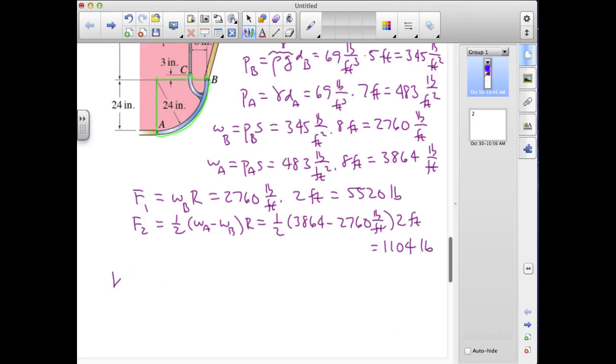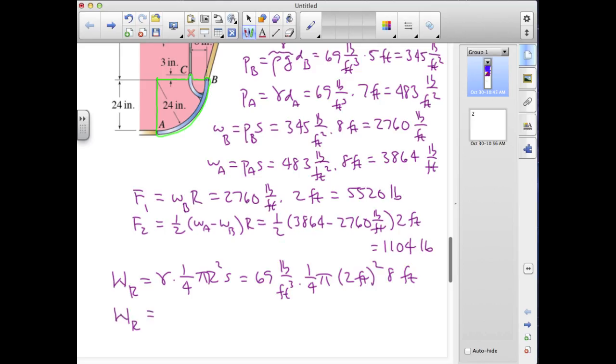The weight of the retardant is its specific weight times the volume, which is 1/4 of a circular cross-section, times the span S. 69 pounds per cubic foot, times 1/4 pi 2 feet squared, times 8 feet, and that number is equal to 1734 pounds.